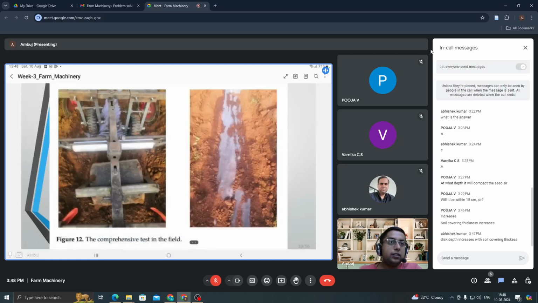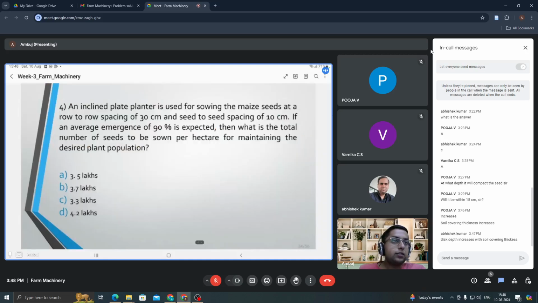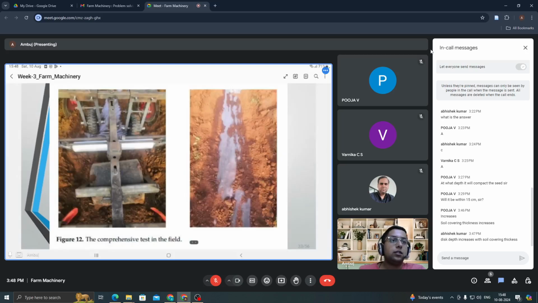This is the comprehensive test in the field. These particular plots I have shown you so that when you conduct some experiments in the field, you can also take the same plots and photographs. Nowadays in research papers, these are very common. Yes, clear. If any doubt is there, then please do ask me. Otherwise, tell me, we'll move forward.